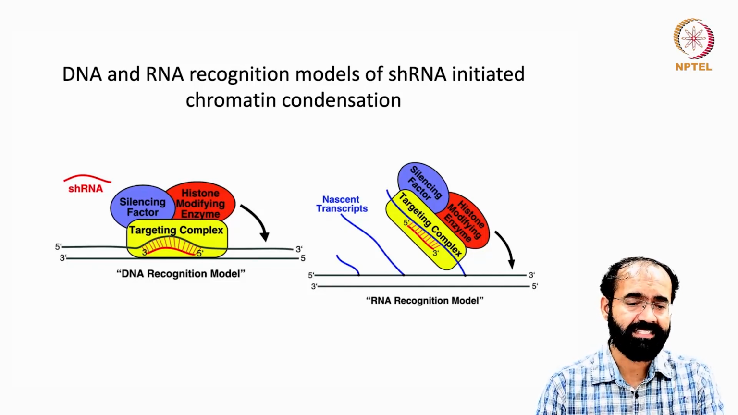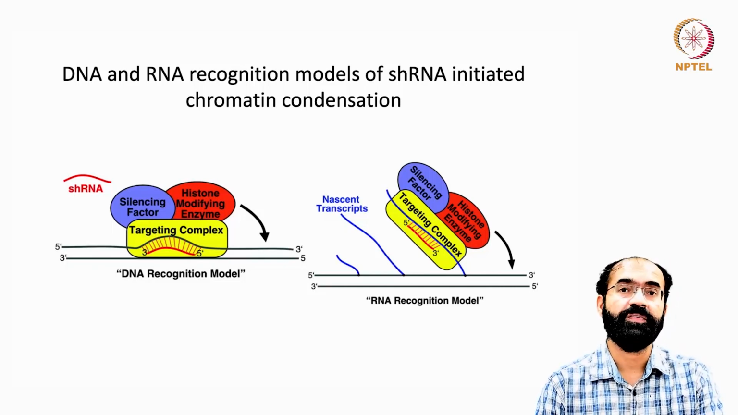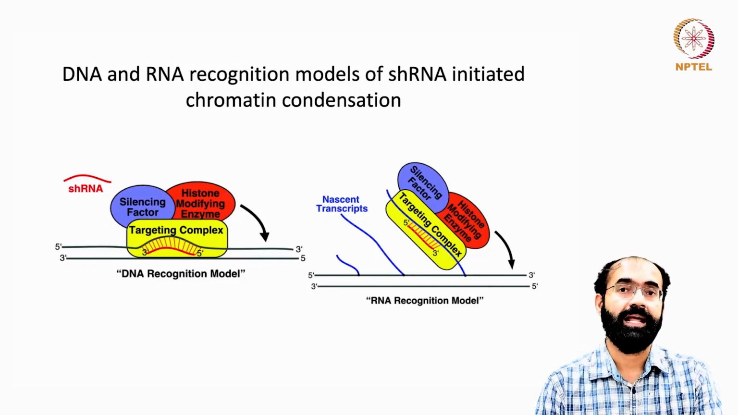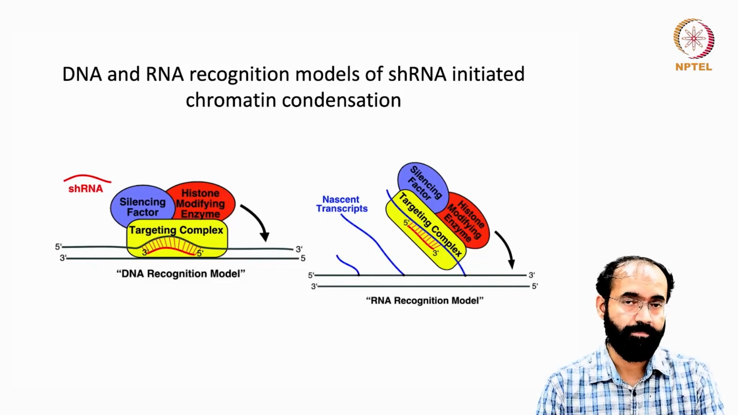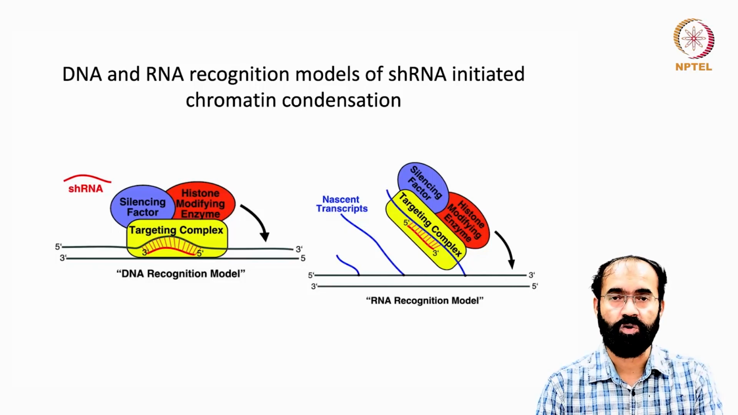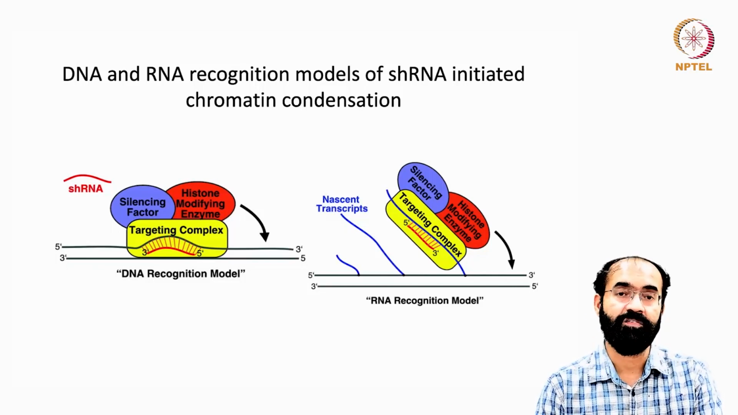Now, once this pairing has happened, it can bring in other protein factors such as silencing factors and also histone modifying enzymes. Once they have occupied, that will spread across the neighborhood until a boundary is reached. You have seen a similar thing happening to the entire X chromosome. Here, the entire X chromosome is not affected, but a part is affected.